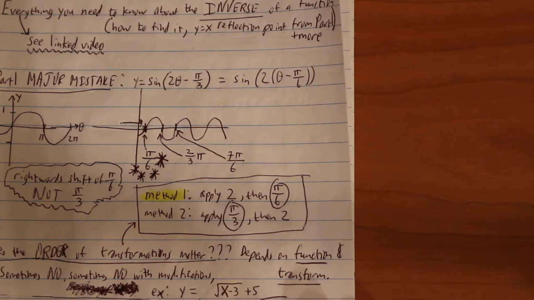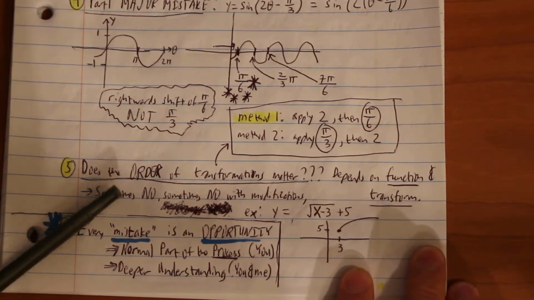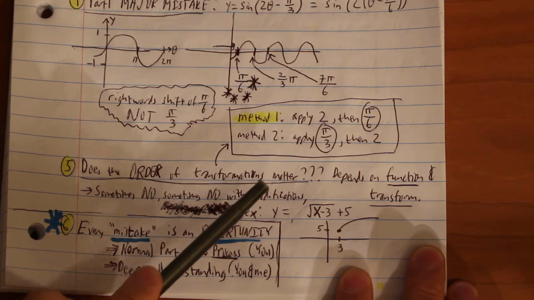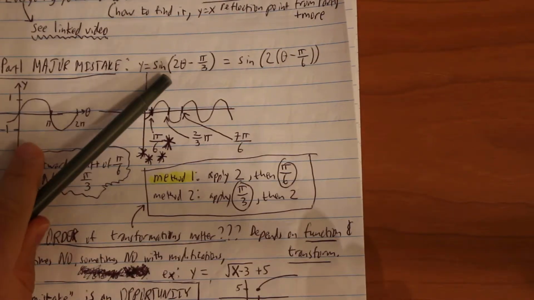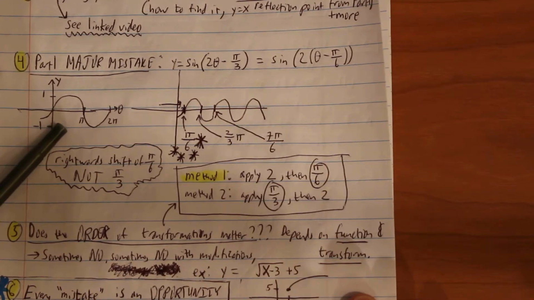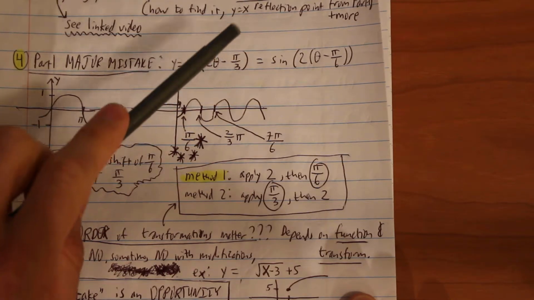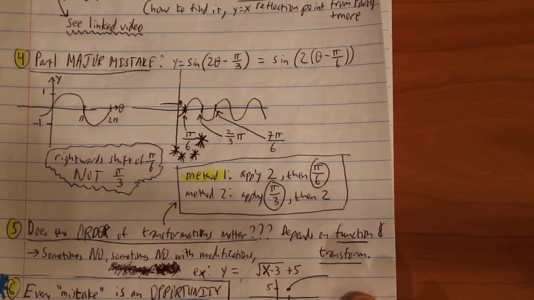Now, I want to make a more subtle point, and this is going to relate to number 5. So does the order of transformations matter? Here we have this 2 and this pi over 3. So what do you do first if you want to take your original sine function and draw that one? Do you apply the 2 first, or do you apply the pi over 3 first?